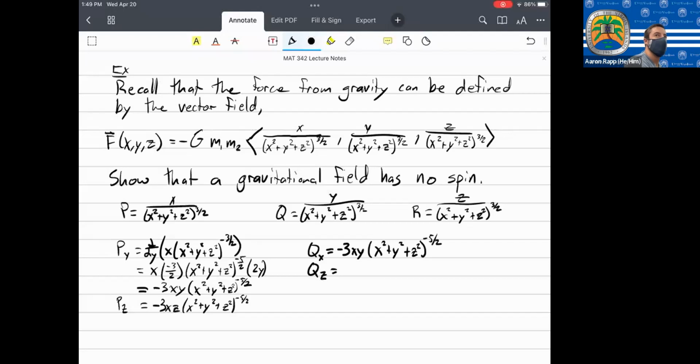What is the partial of q with respect to z going to be? If I go to r, take its partial with respect to x, well, I'm just going to have then a -3 times an x times a z times that same x squared plus y squared plus z squared, all to the -5/2.